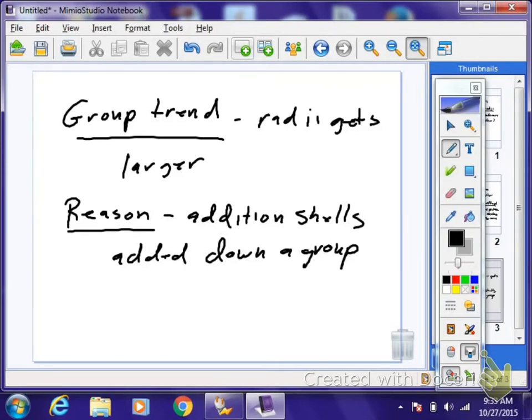So, for example, how do you apply this? If I ask you, which atom is bigger, magnesium or silicon? You will say what? Magnesium. Why? Because it has more shells. Nope. It's lower and it's farther to the left.